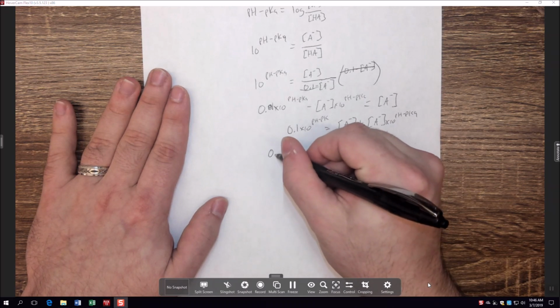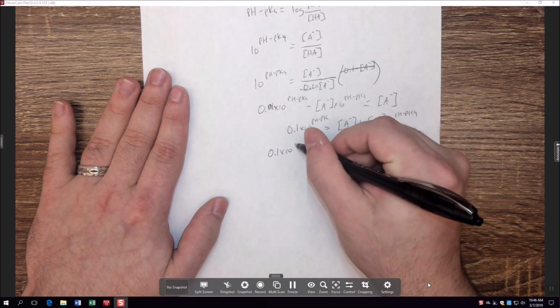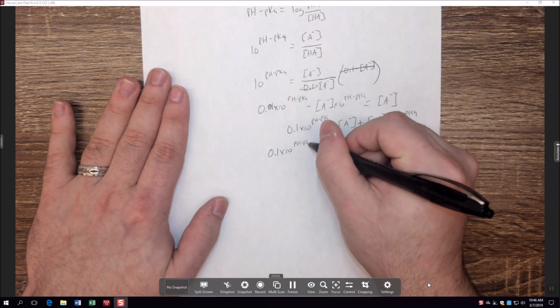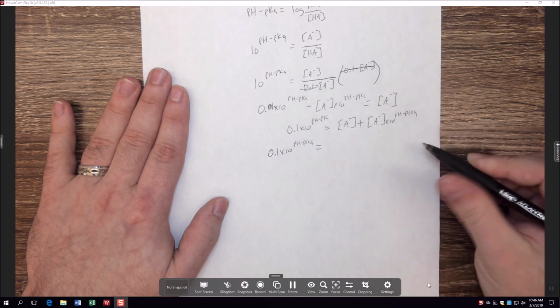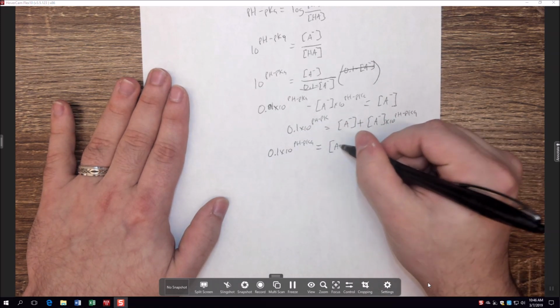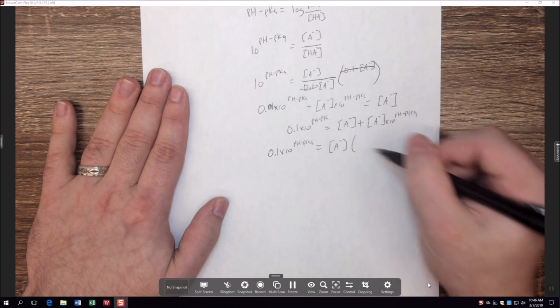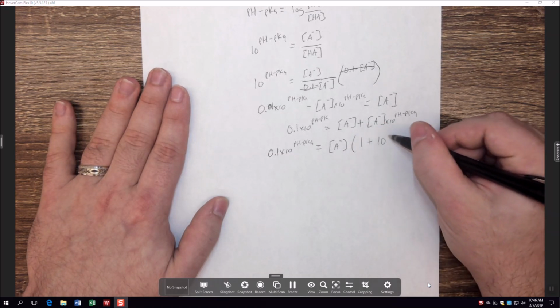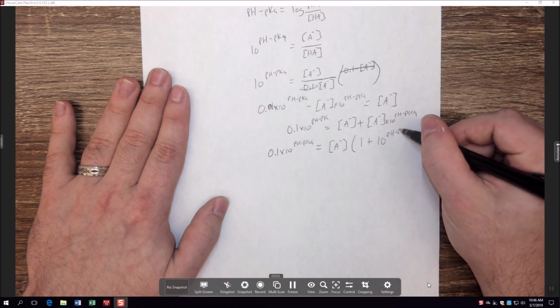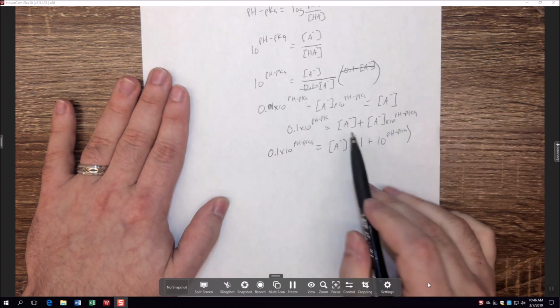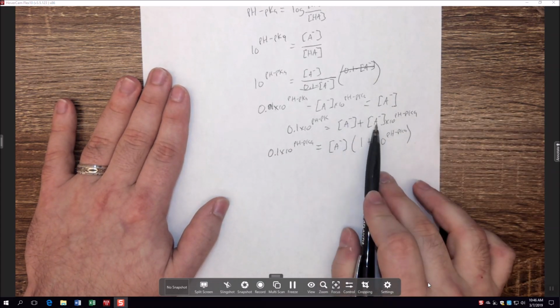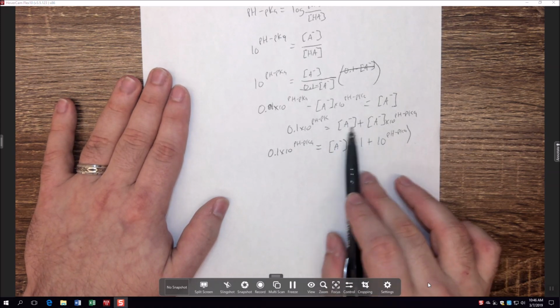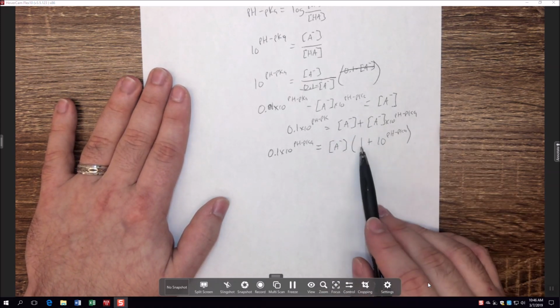So my left side of the equation will remain the same, and my right side will be A minus times 1 plus 10 to the pH minus pKa. So what I did there was I just took the A minus out of this part, the A minus out of this part. So if I take A minus out of A minus, I'm left with 1.